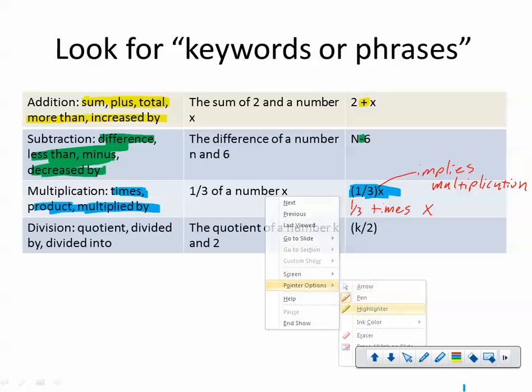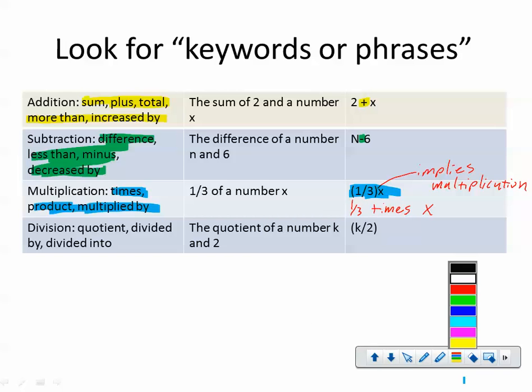And then finally, the last thing: the division. If you see words like quotient, divided by, divided into, that's where you're getting your fraction bar. Remember, fraction bars, division, same thing. If you see 10 divided by 5, that's how many 5s go into 10. If you see 5 divided by 10, it's how many 10s go into 5. One is 2, one is 1 half. There we go. So some keywords, things to be looking out for.